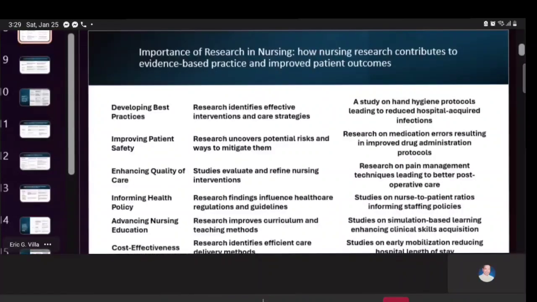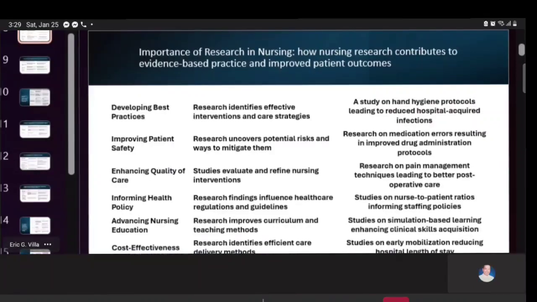Research also enhances the quality of care by evaluating and refining nursing interventions. For example, studies of pain management techniques have resulted in better post-operative care protocols, thus leading to improved patient comfort and faster recovery times. By providing evidence for the effectiveness of specific interventions, research enables nurses to make informed decisions about patient care.